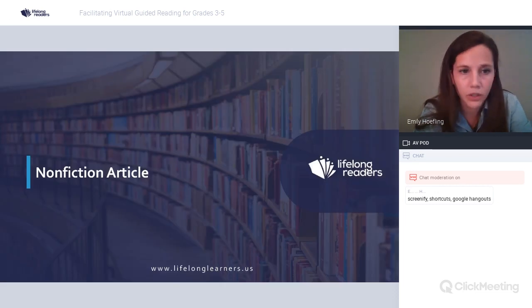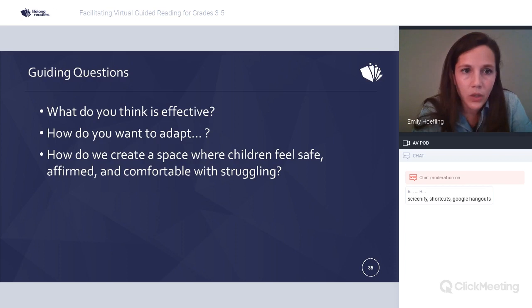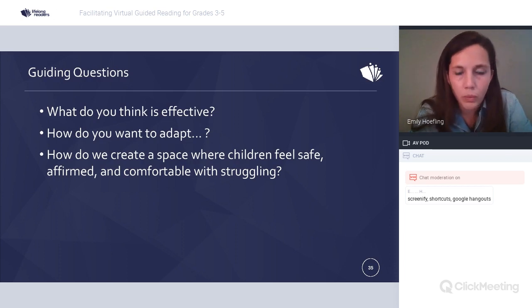Okay, let's start with the nonfiction article. The guiding questions: what do you think is effective? How do you want to adapt? And then still thinking about the safety, the affirmation, and the struggle. If you could keep putting comments into the chat, I think that's really helpful.